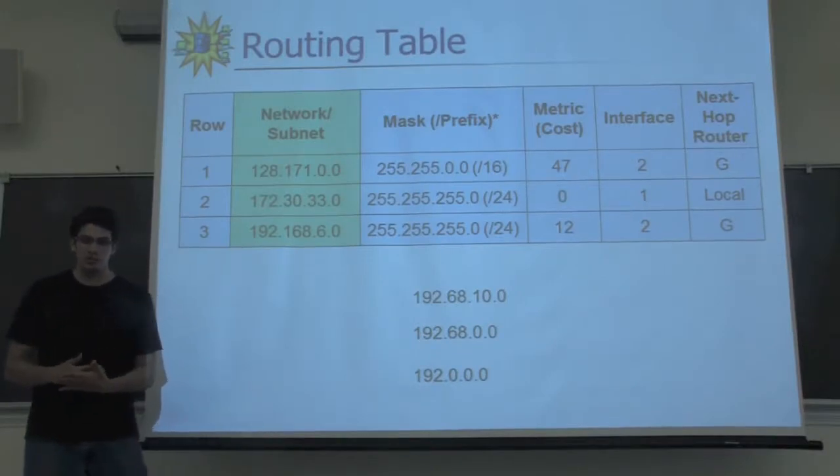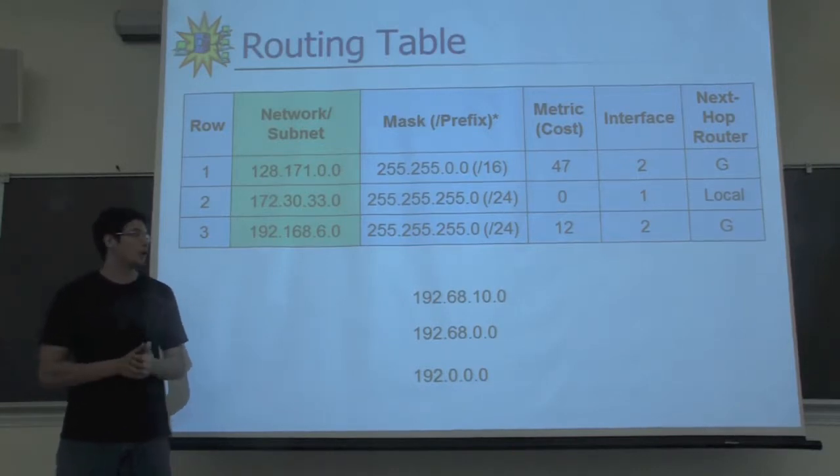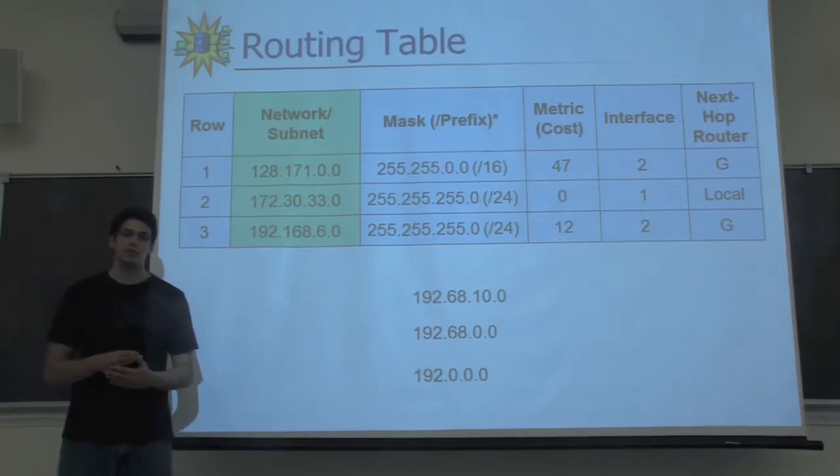Wait, what if there are matches of the same length? In that case, we would look at the metric value of each match. The metric is some sort of measurement of the routing table. It can either be the number of hops involved or the cost. In our example, our metric is measuring the cost, so we would pick the match with the lowest value.